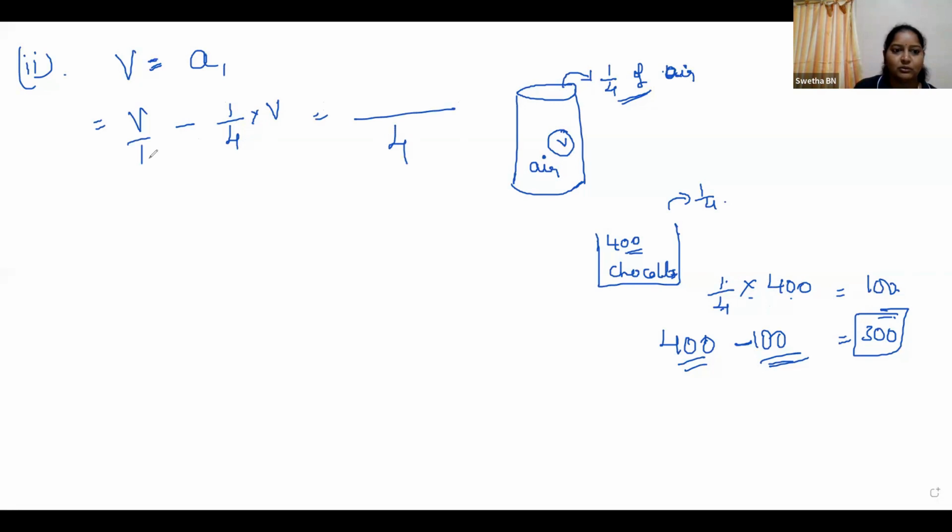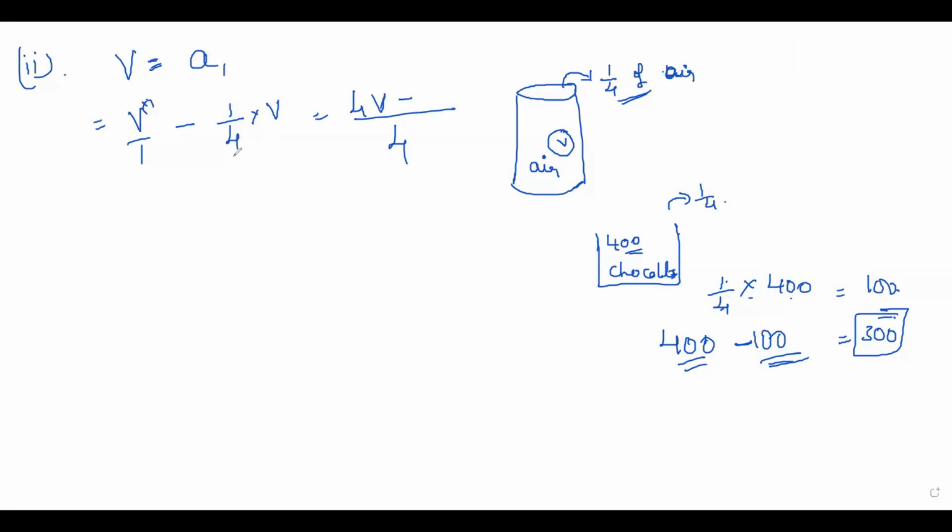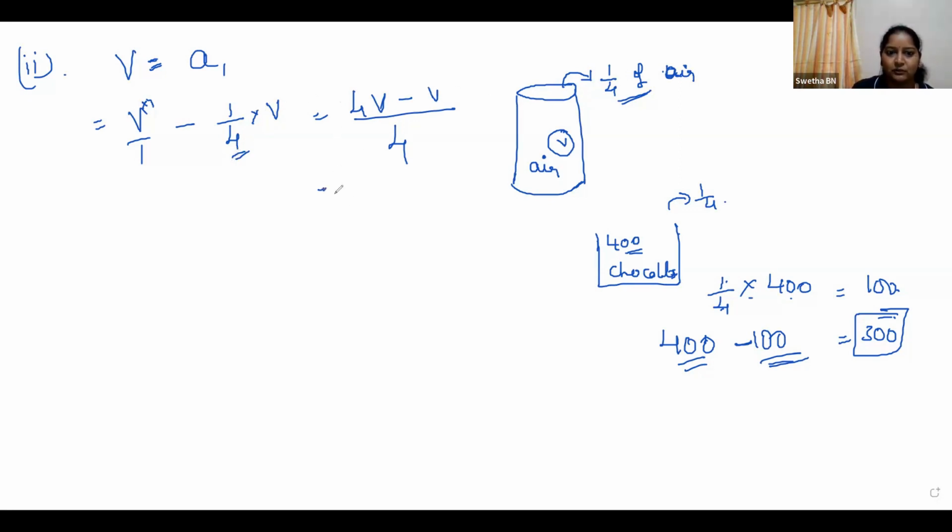Okay, shall I write directly? Yes, ma'am. What will you write here in the numerator? There is 1 in the denominator, so you have to multiply by 4, right? Shall I write directly 4V? Yes, ma'am. Yes. Okay, here already there is 4, so no need to multiply anything. Just write V. So that is equal to 4V minus V, which is 3V by 4.